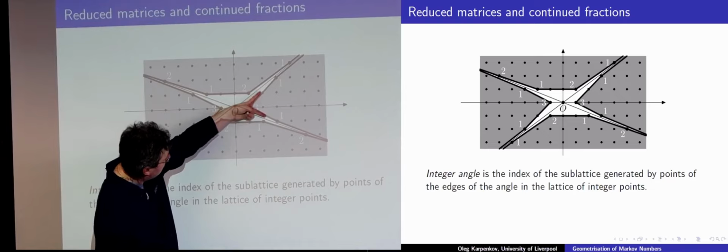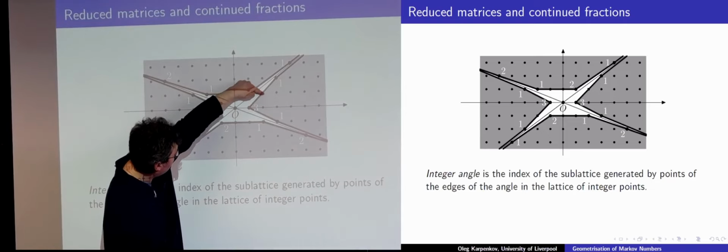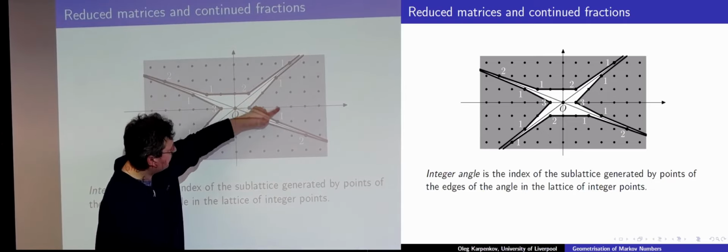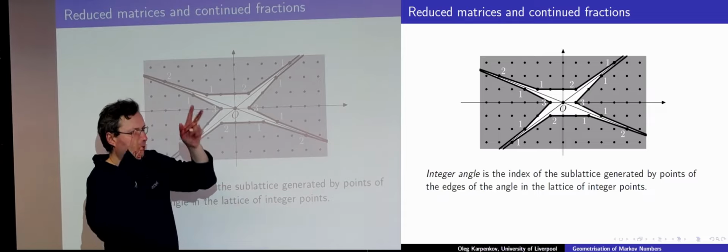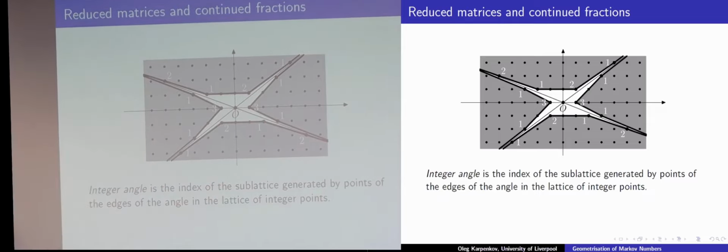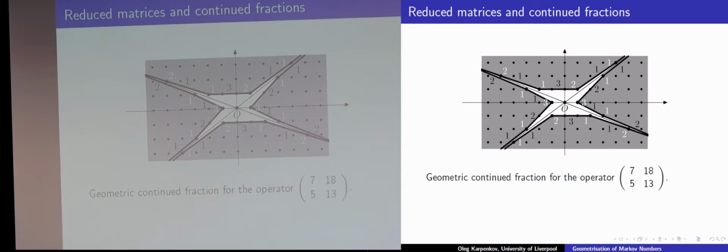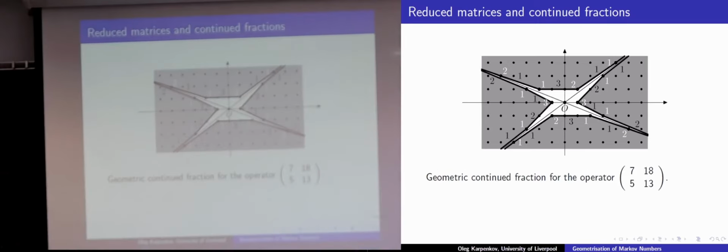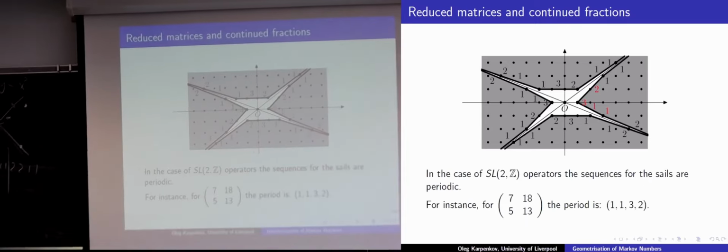So just write the determinant: you have here 1, minus 1, 1, 1, and here 2, minus 1, and the determinant would be either 3 or minus 3, but then you take the norm, of course. Okay? Do you believe me? Great. So let's go further. Geometric continued fraction. Yeah, okay.